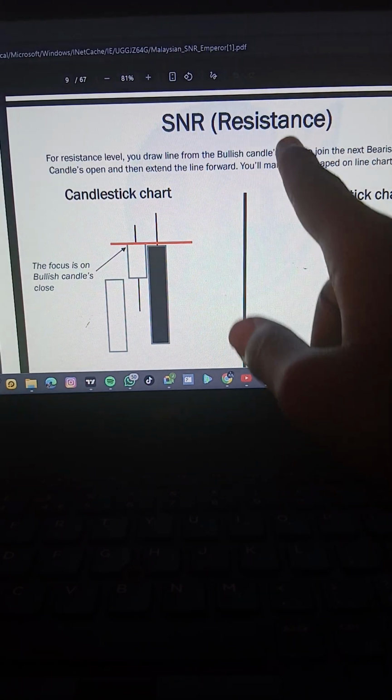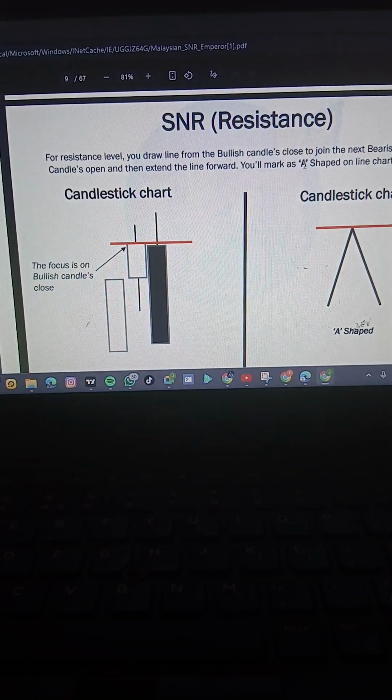When marking a resistance, I should be marking the top of the A shape. When I shift to a candlestick chart, I'll be marking the close of a bullish candle and the open of a bearish candle. And when I shift to the candlestick chart, I'll be seeing an A shape.